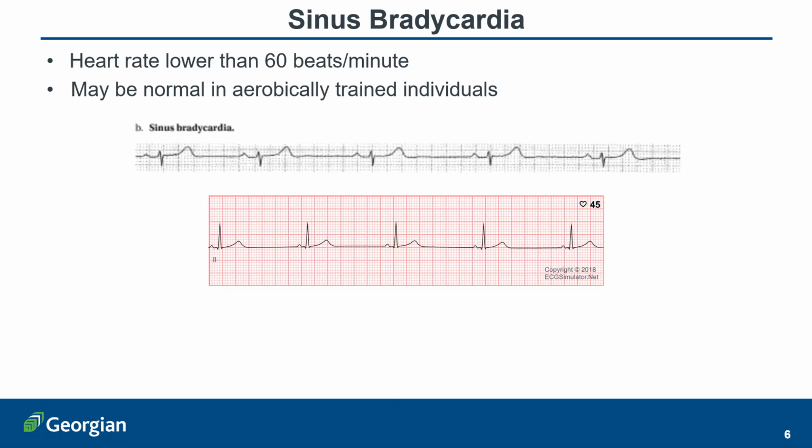In sinus bradycardia, the heart rate is lower than 60 beats per minute. Please note, however, that this might be normal if the individual is really aerobically fit. The PP and RR intervals are much greater than normal, as represented by the ECG rhythm strips shown here.